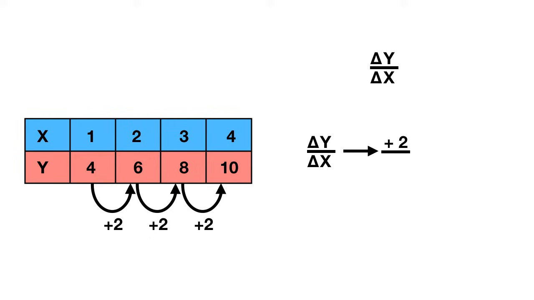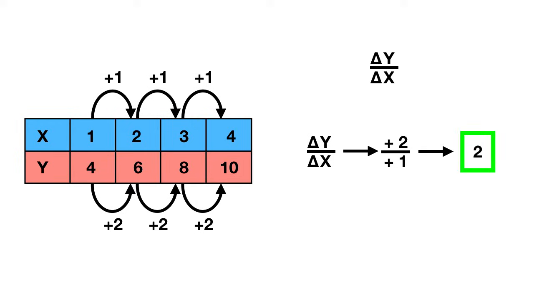Now we need to look for our change in x. As our x moves from 1 to 2, it's increasing by 1. As it moves from 2 to 3, it's increasing by 1. And as it moves from 3 to 4, it's increasing by 1. So our change in x is plus 1. Now we can find slope by just doing 2 divided by 1 to find that the slope is 2.